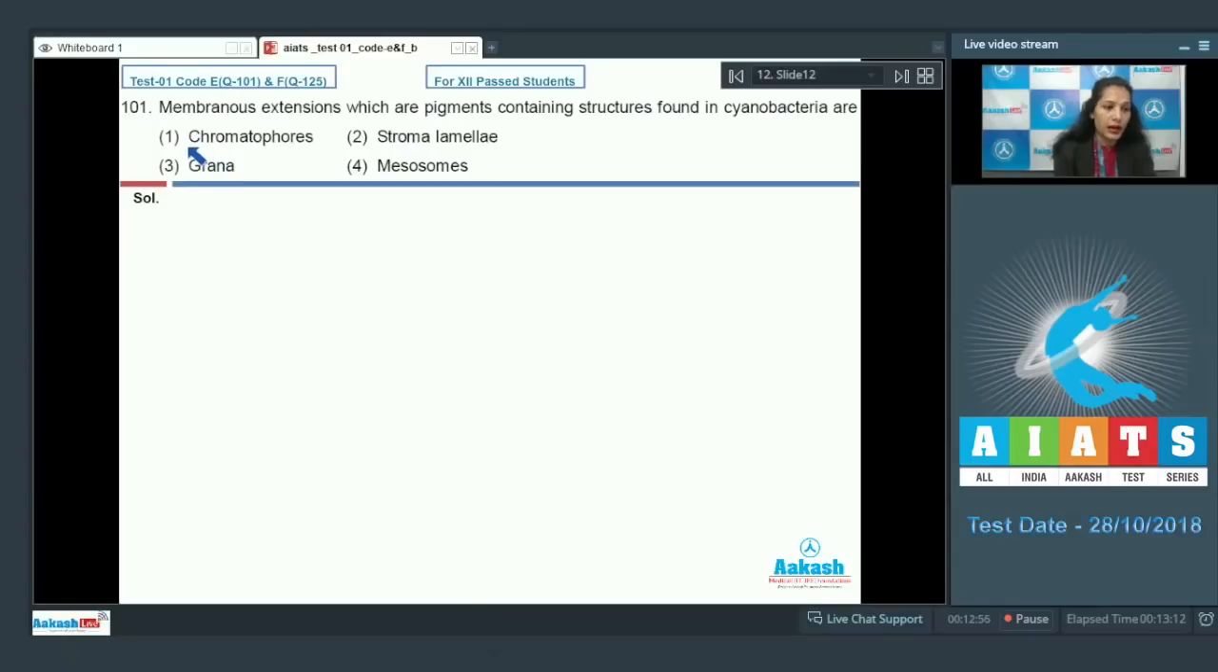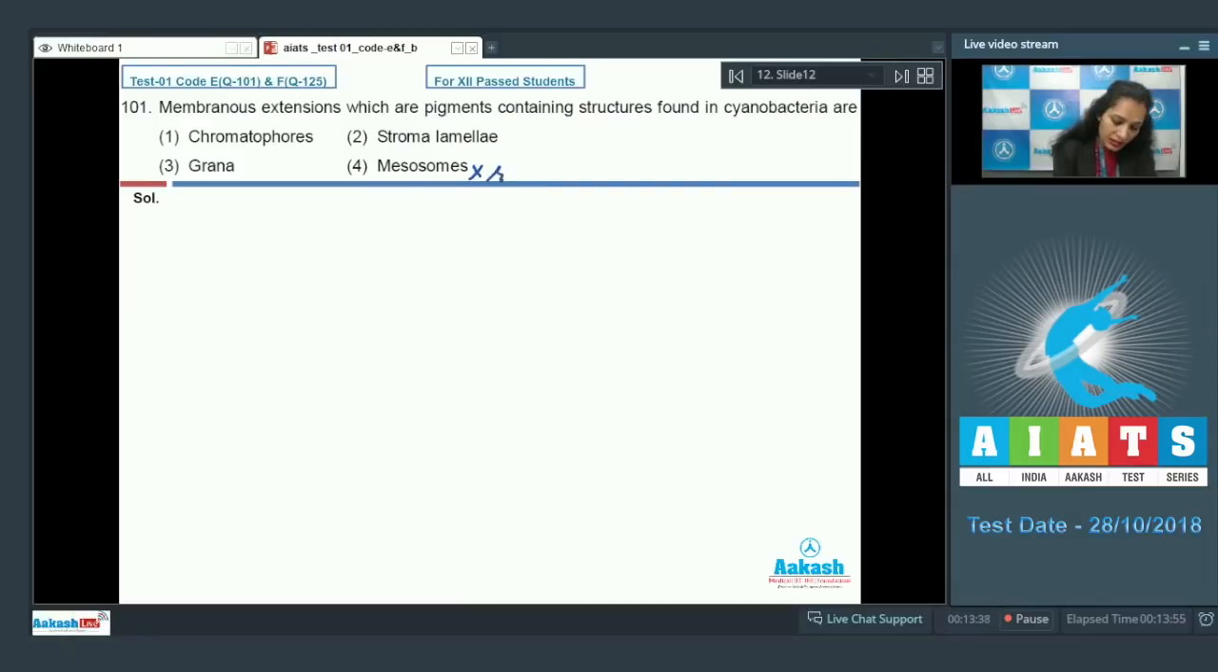Question number 101. Membranous extensions, which are pigment-containing structures found in cyanobacteria, are: chromatophores, stroma lamellae, grana, or mesosomes. We need to find out which structures contain photosynthetic pigments in cyanobacteria. Are they called mesosomes? It is true that mesosomes are membranous extensions. They are extensions of the plasma membrane, but they do not contain photosynthetic pigments.